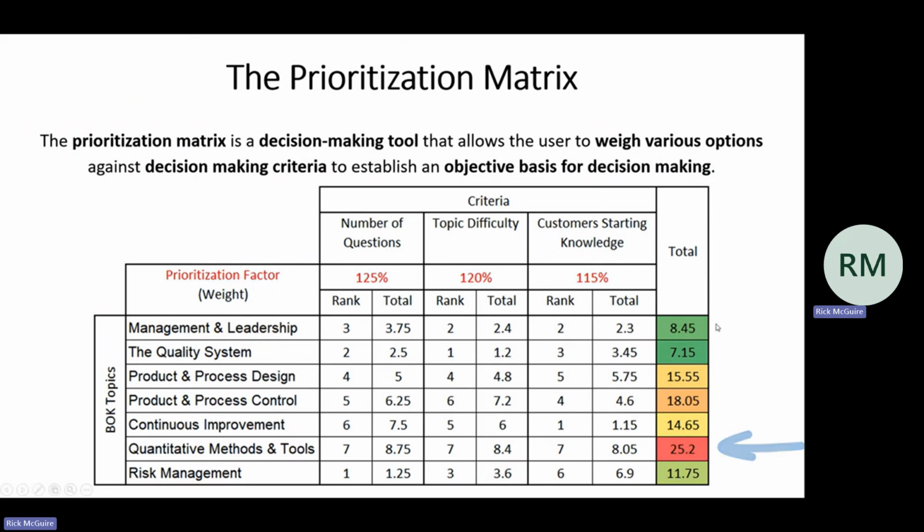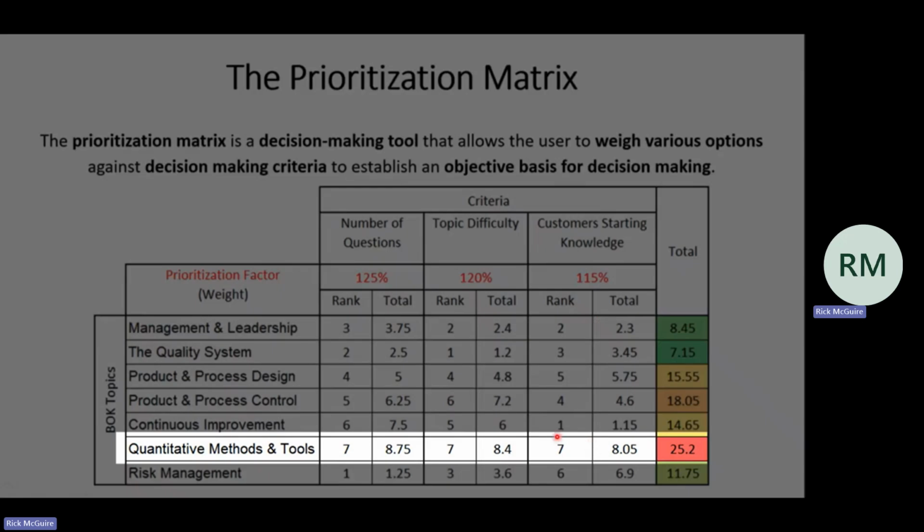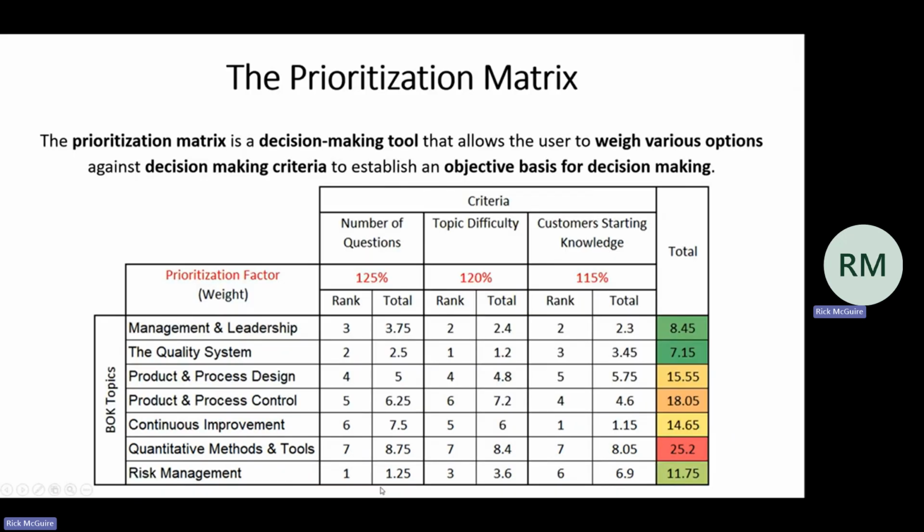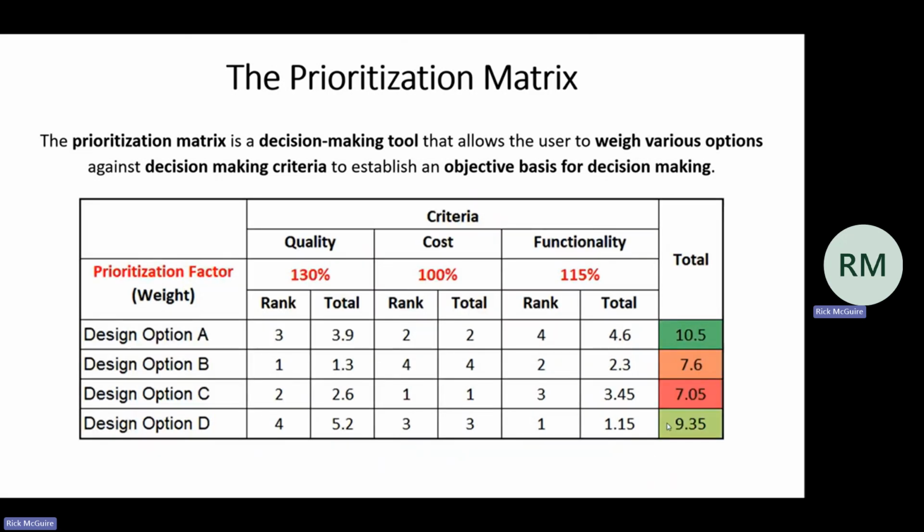So the highest score, the way you do this analysis is the highest score wins. So for example, when I was ranking the customer starting knowledge, I put statistics at a 7 because this is the topic that people are the least familiar with when they start preparing for the CQ exam. Same thing for topic difficulty and the number of questions. Statistics has the most questions on the exam, and they're often the most complex to solve. So statistics is what I really needed to focus on when creating content and helping people prepare for the exam.